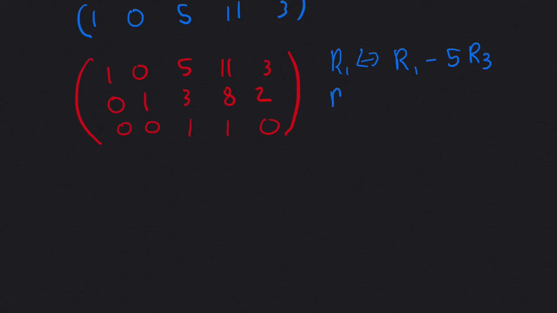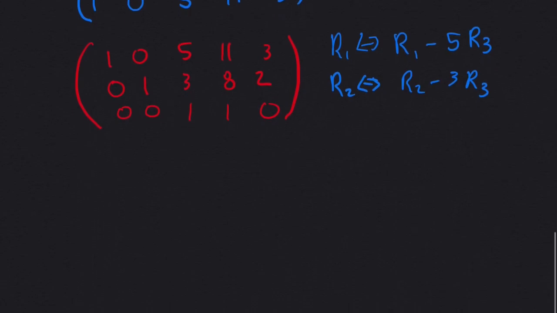Likewise, for row number 2, I can replace it by row number 2 minus 3 times row number 3. Again, this coefficient in here is literally the number that I want to get rid of. And that is the advantage of having this pivot being equal to 1. It's literally just clearing the way for me.